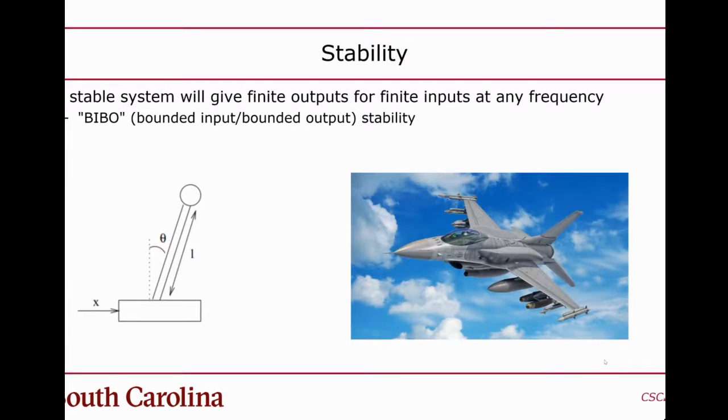Now let's switch gears here for a minute and talk about stability. The definition of a stable LTI system is a system that will always give a finite output for any finite input. Now, that doesn't necessarily mean that there may be inputs that you can give an unstable system that will still give you finite outputs.